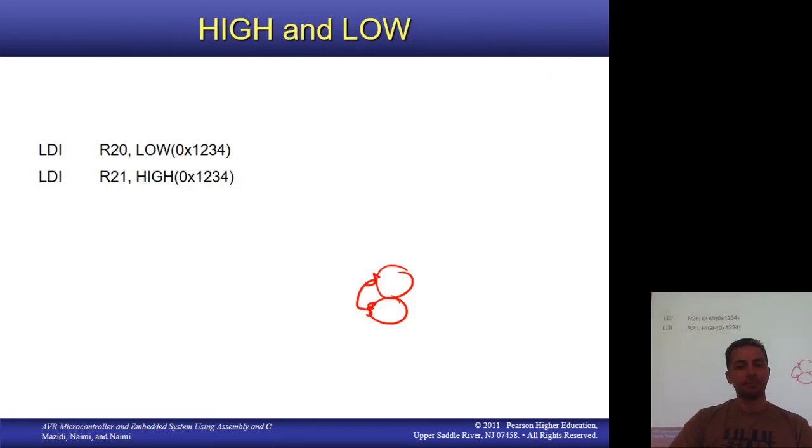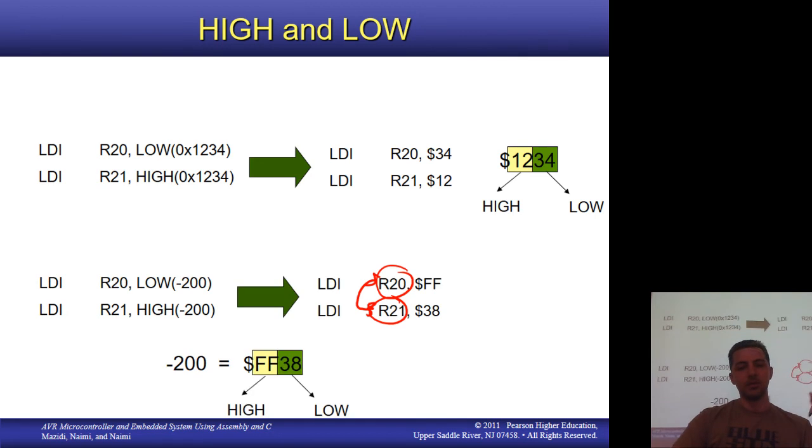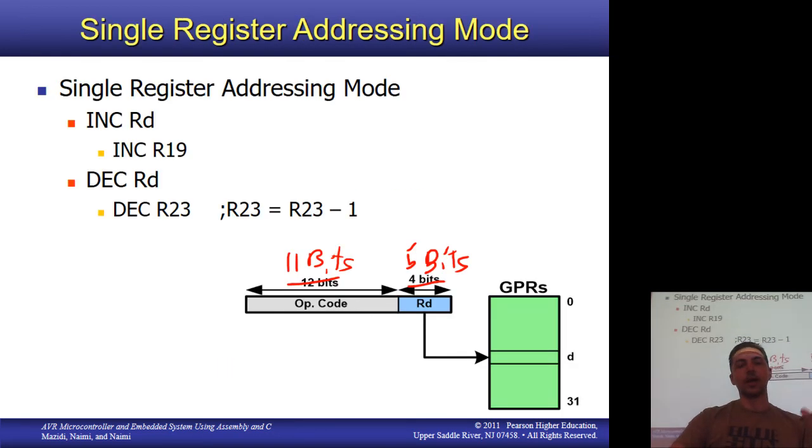Can we skip this? High and low? We're good? High, low. Great. We've already dealt with that. Some of this is going to be a review, and it's going to lead into the next type of addressing mode. We have talked about single register addressing mode. Anything that takes 1 register is single register addressing mode. I have fixed the slides here.